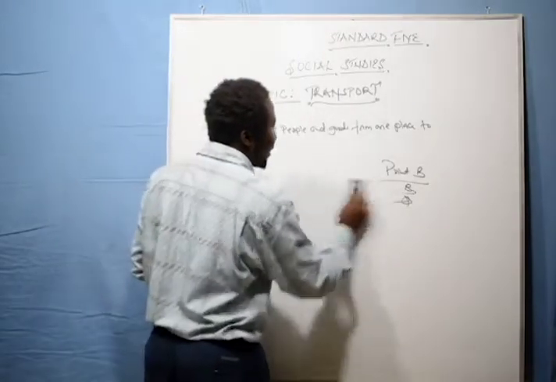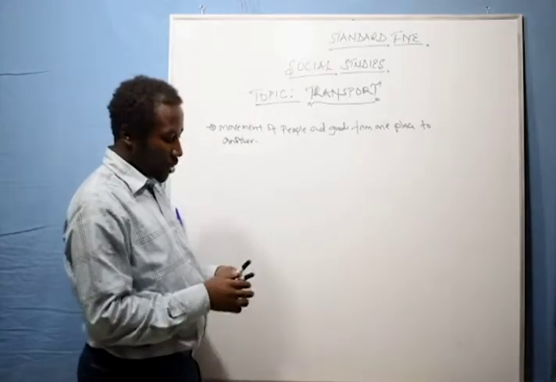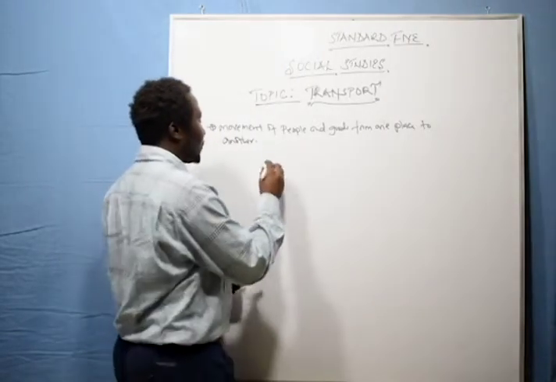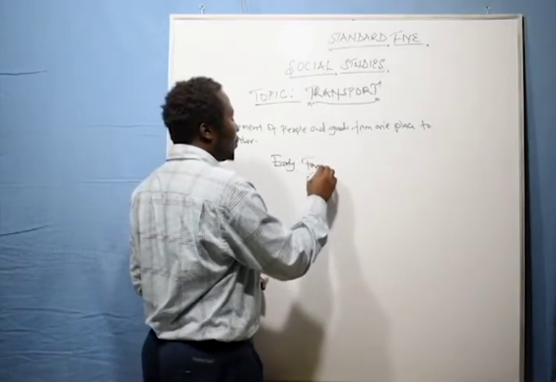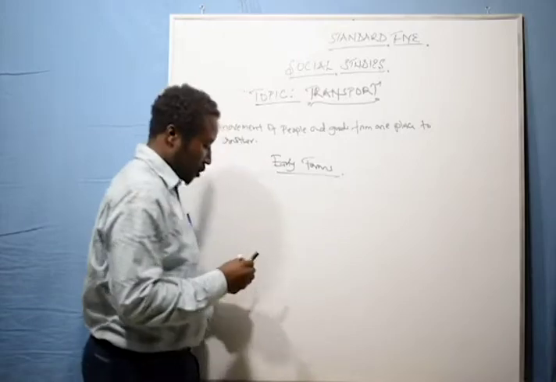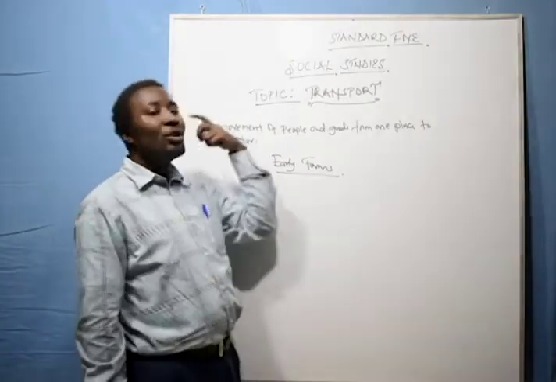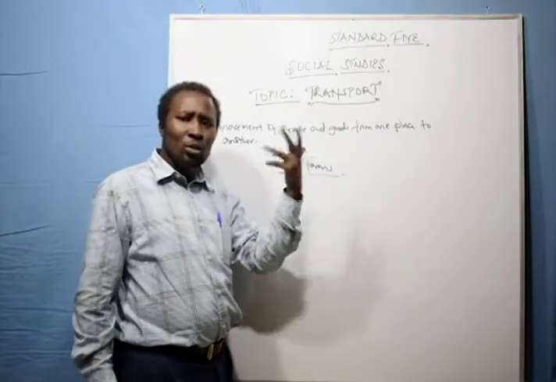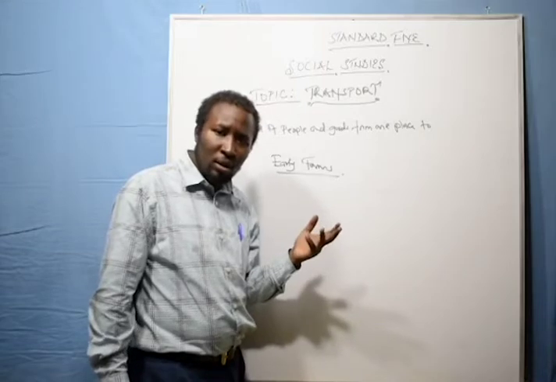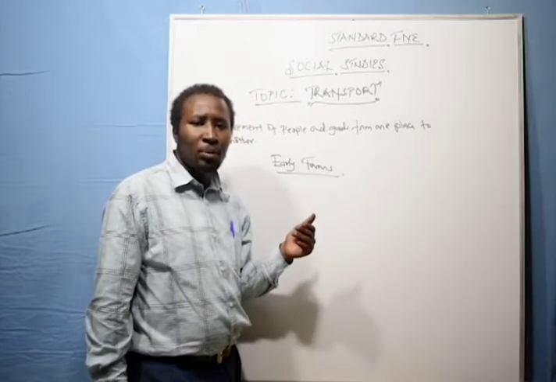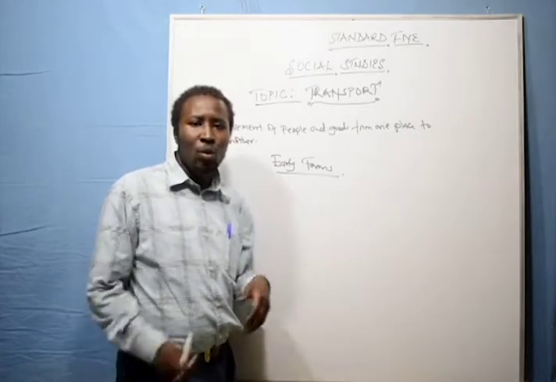Now, I just want us to quickly look at the early forms of transport. Early forms of transport. So these are forms of transport that were being used in the past. So how did people used to travel in the past? There were no vehicles to transport people. So what methods were they using?